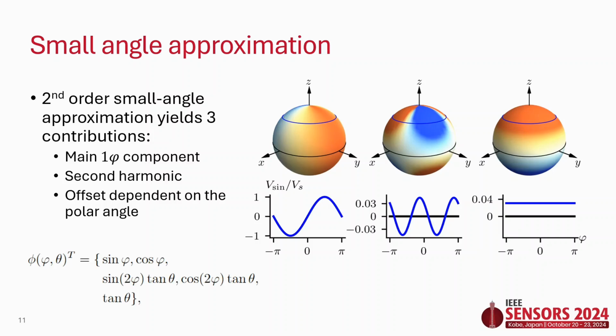And those 3 components can be summarized in this basis. The first 2 components describe a sine that can be phase shifted. The third and fourth component describe the second harmonic component that is also dependent on the polar angle theta. And the last component is only dependent on the polar angle, but not on the azimuthal angle.